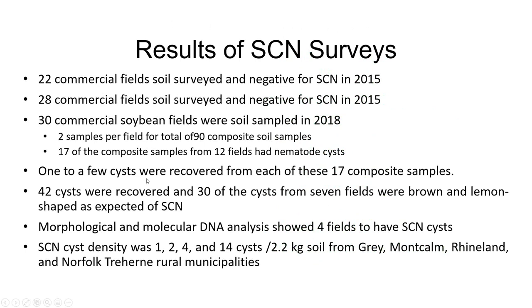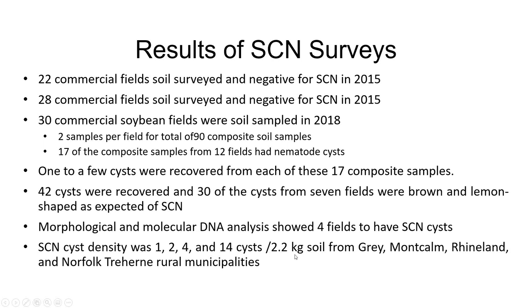Now, these fields did yield some nematode cysts, but they may not all be soybean cyst nematode, or not even soybean cyst nematode at all, okay? However, we took every cyst that was possible that was intact and had eggs inside it, and we analyzed it, okay? We analyzed it for if it was SCN or not, by the morphology of the cyst, and then also looking at its molecular DNA. So we did kind of like a CSI type of DNA analysis to find out if it was actually soybean cyst nematode. And we found out actually that there were four fields.